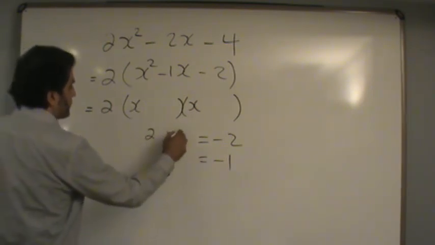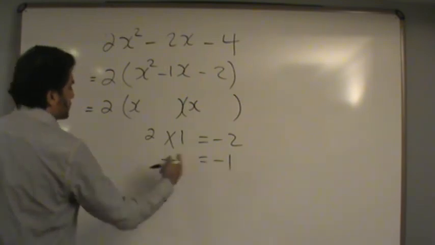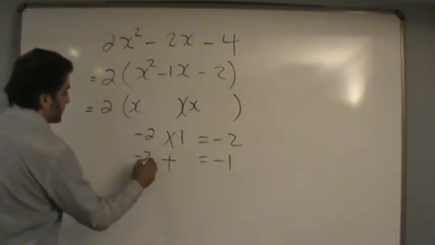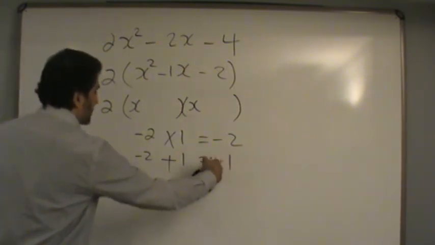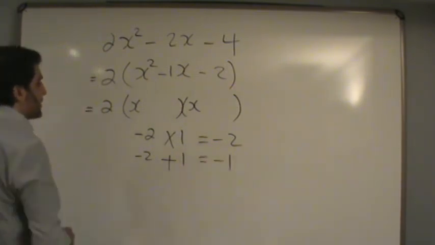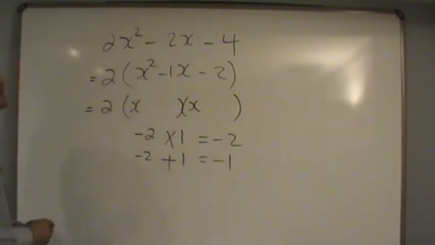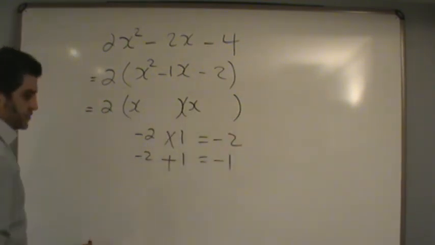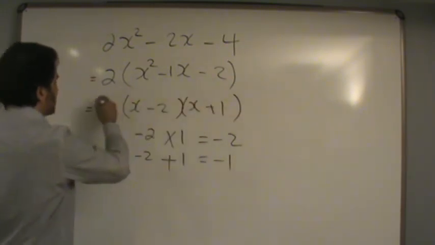So what will the numbers be? Of course, 2 times 1 is 2, but the difference between 2 and 1 is 1. So which one should carry the negative sign? The larger number, because negative 2 plus 1 is negative 1. If the middle term was positive 1, then the larger number should carry the positive sign and the smaller number should carry the negative sign. So both of these integers satisfy this condition. Then we throw them in the brackets, minus 2 and plus 1, and that's factored.